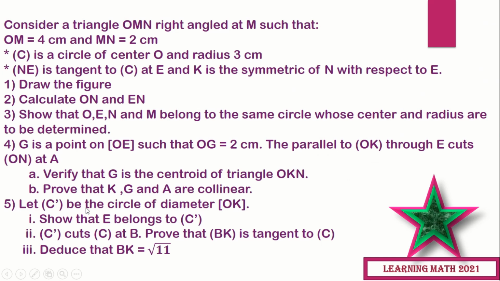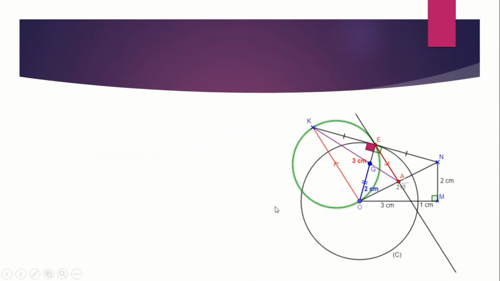Now let C' be the circle of diameter OK. We have another circle C', which has the diameter OK. Show that the point E belongs to C'. Well, we have drawn the circle of diameter OK, so its center should be the midpoint of OK. Why should this circle pass through the point E, and how do we prove that a point belongs to a circle?